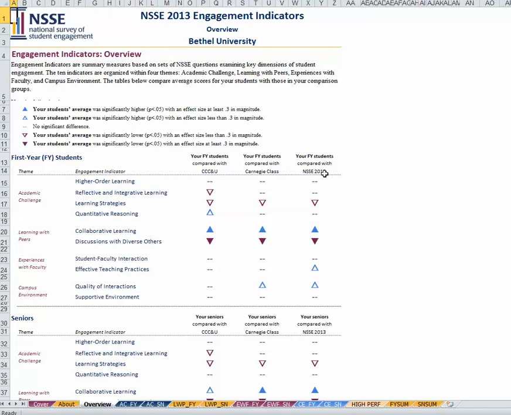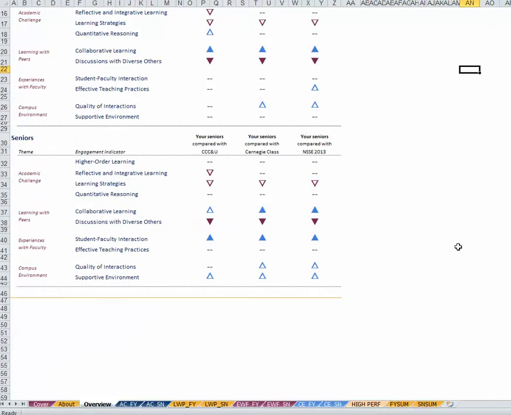So you'll see the engagement indicators here. I don't want to go into too much detail because that's part of your job, to look through this information. But you'll see certain areas where we seem to be doing quite well, and other areas which seem to be challenges for us as an institution. And we see the same kinds of things with the seniors.